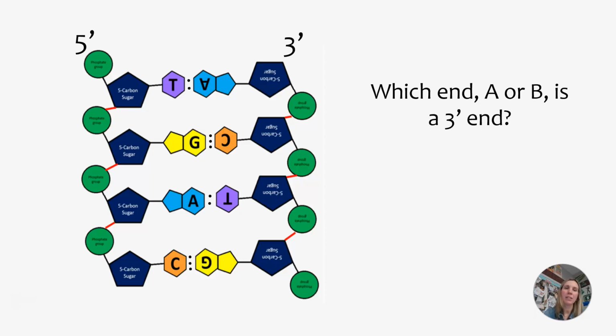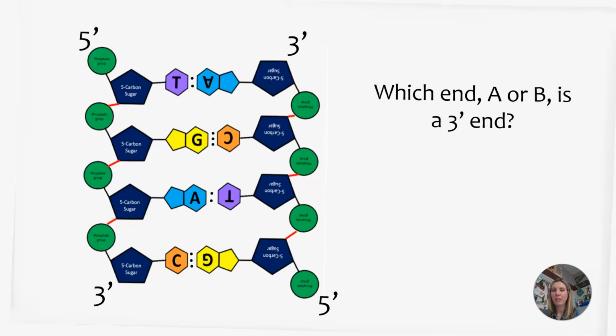On the other side, we can see that the point of the pentagon is facing up. Our phosphate is pointing up. So if the phosphate's pointing up, that means that the 5' end is up. And the opposite end would be 3' and the other 5'. So on the left, we have our DNA running in a 5' to 3' direction. On the right, we have it running in a 3' to 5' direction.